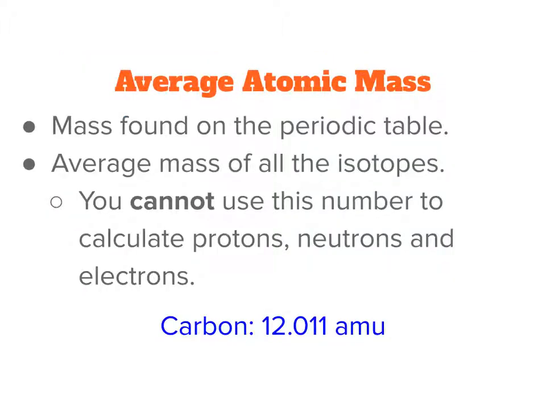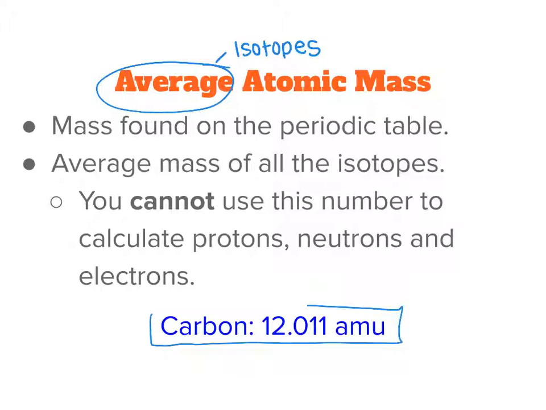You may or may not be wondering what the decimal number on the bottom of the periodic table, on the bottom of each box is. This is called an average atomic mass. It's different than the mass number that we've been calculating. It is a mass, but it's an average of each of the isotopes in an element. So carbon has 12, 13, and 14 as a mass. And on the periodic table, carbon is 12.011. It's an average of each of the isotopes of carbon.